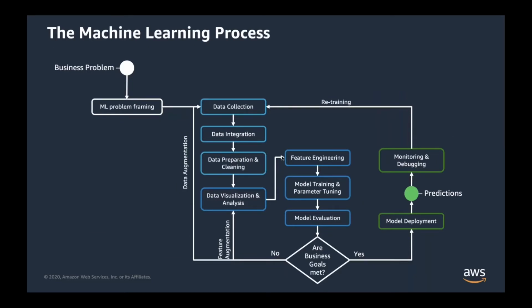The first thing you want to do in the ML process is figure out how you frame your business problem into a machine learning problem. Is this going to be classification? Is this going to be supervised learning, unsupervised learning? You need to figure that out.